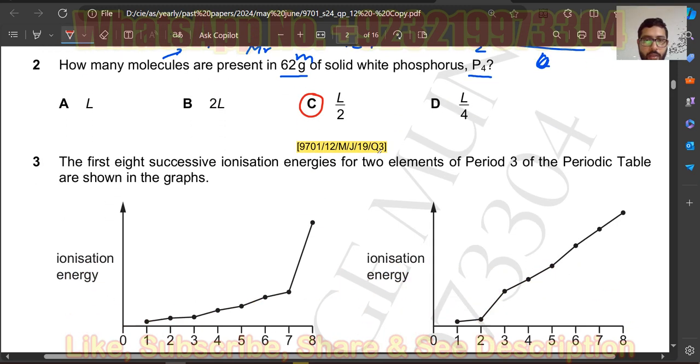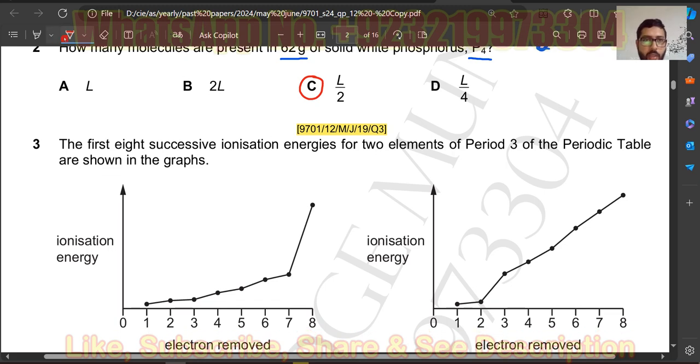Okay, moving ahead. The next question, number 3. This question is highlighted, which means this question is repeated from the past papers of May June 2019. I have also searched the video on this question. So I have mentioned the links of the video on which these questions are recorded. So you can find the links in my description section, just like in my previously recorded videos.